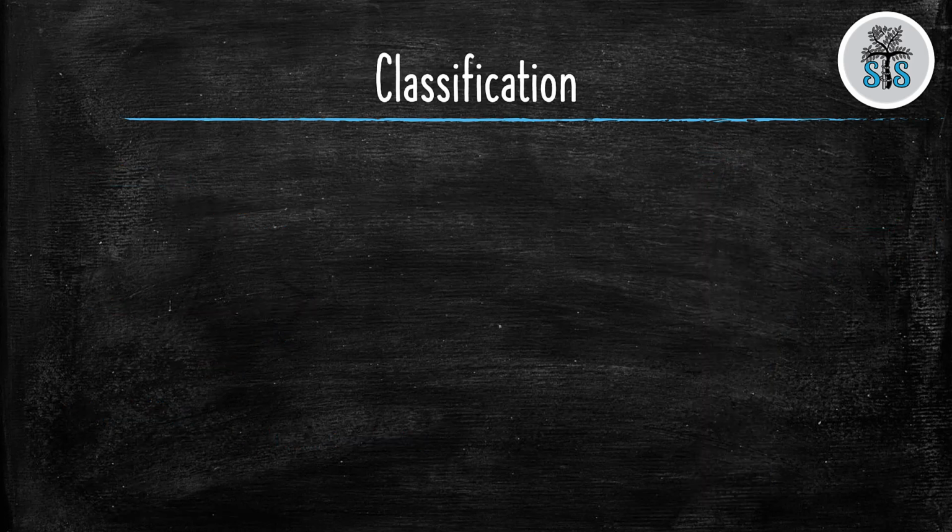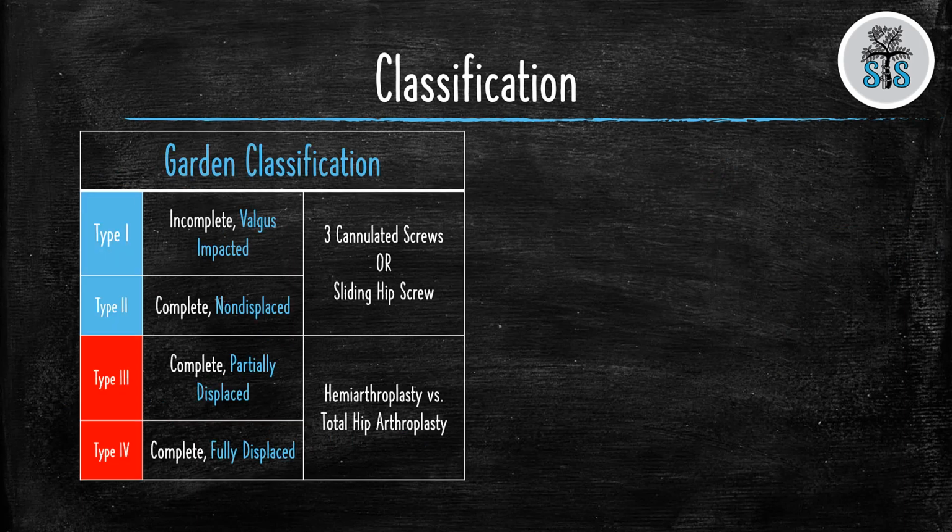The classification for femoral neck fractures is very high yield. Do you happen to know what it is? It's the Garden classification. This classification is so high yield because we actually use it quite often in practice. Know that type 1 and type 2 are your non-displaced fractures, and type 3 and type 4 are your displaced fractures. It's so simple, yet it helps to dictate treatment.